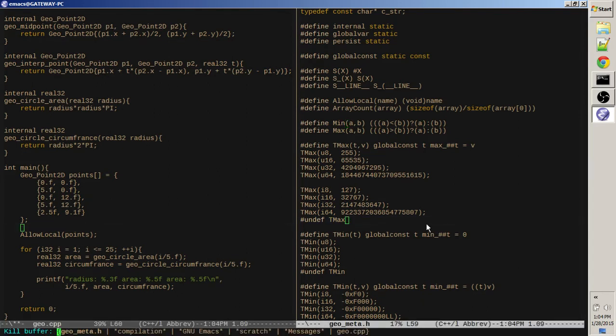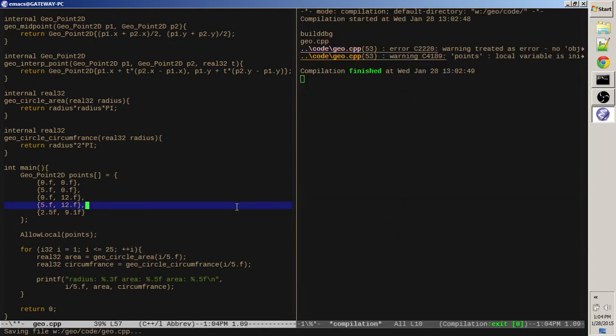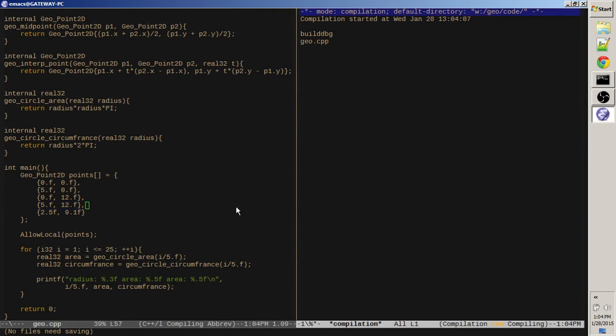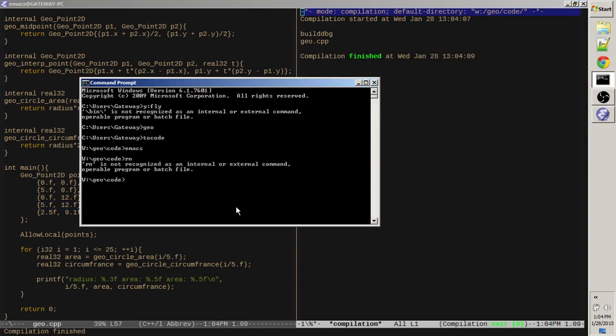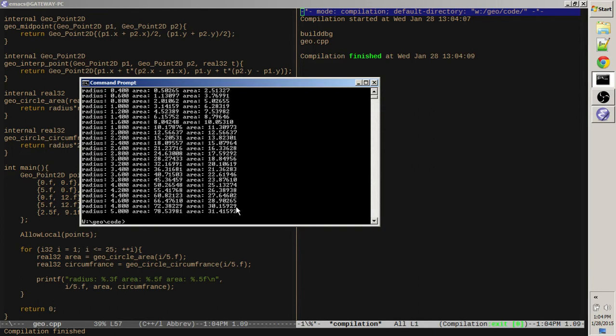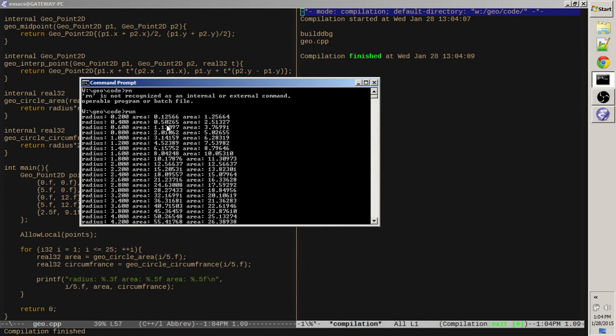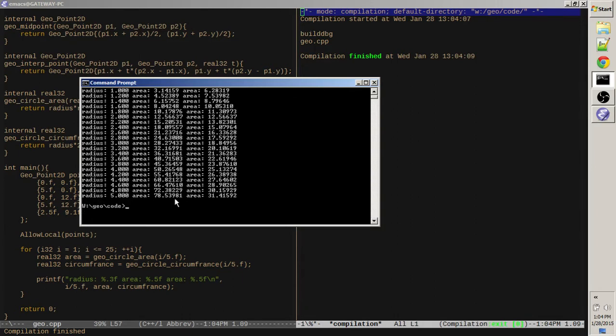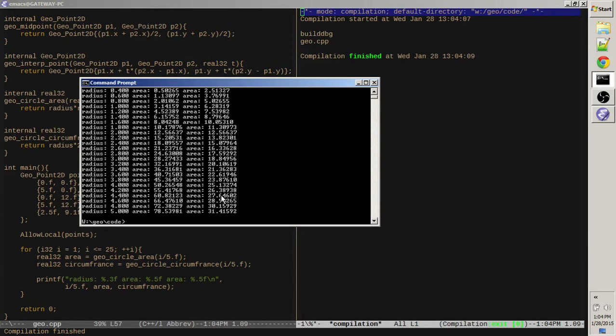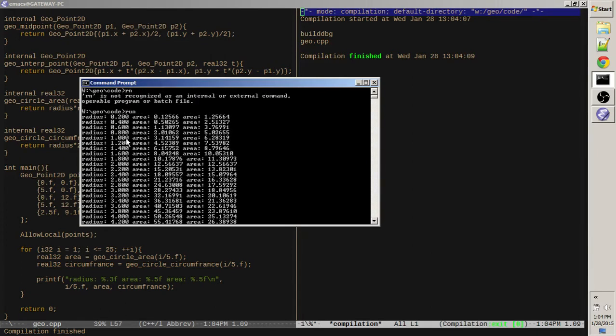Whoops, not the one I wanted to kill. This one, there we go. Let's try it again. Cool. There we go. So as I said, first I want to make sure they're all just increasing, because that's the first check to make. Looks like they are. Yep. And then for the radius of 1, this should be an area of pi and a circumference of 2 pi. Yeah. Cool. Looks like we're good.